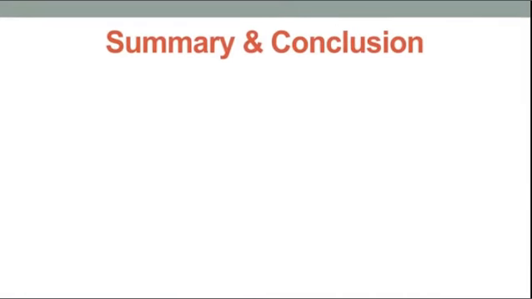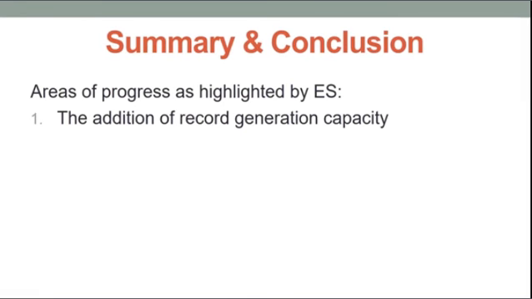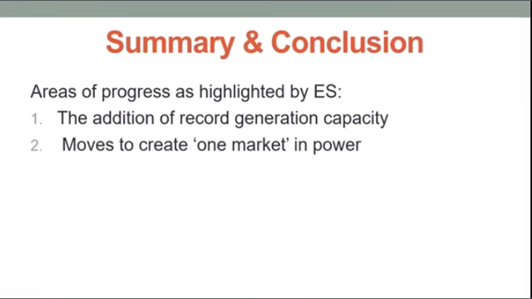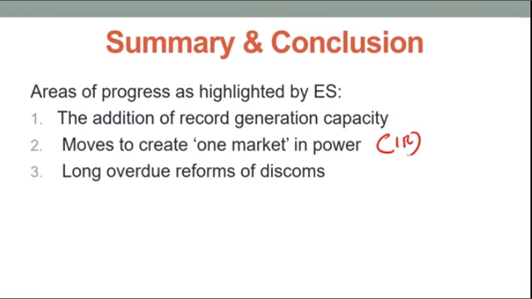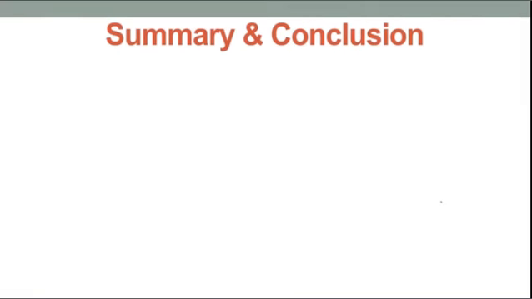So, the summary of the chapter, as we're moving towards the end of this conclusion. The areas of progress, as we saw, are that record generation capacity is coming. We are moving towards one market. Who is moving? Indian Railways is moving. A lot of reforms are happening in discoms, especially UDAY and price rationalization. The renewable sector is improving. That's another good thing.